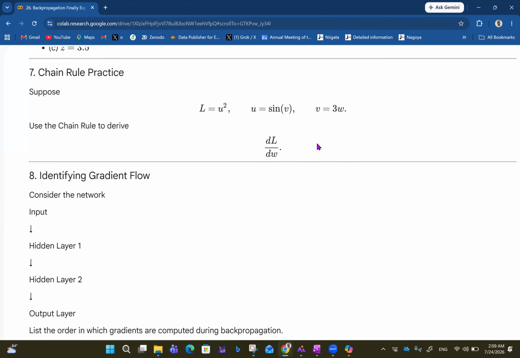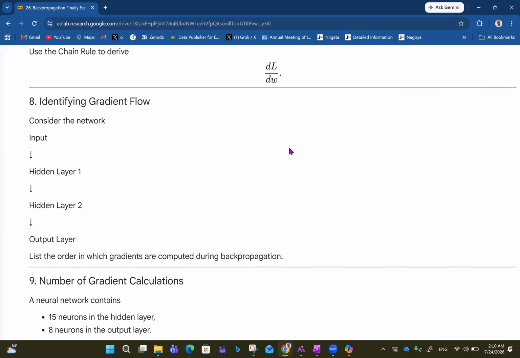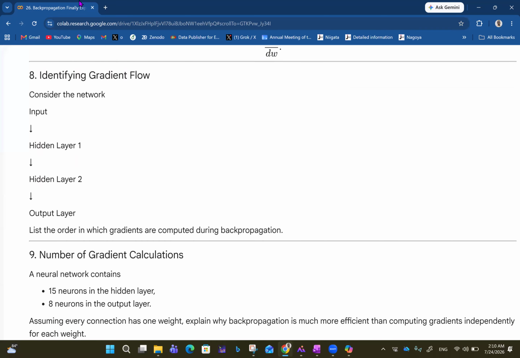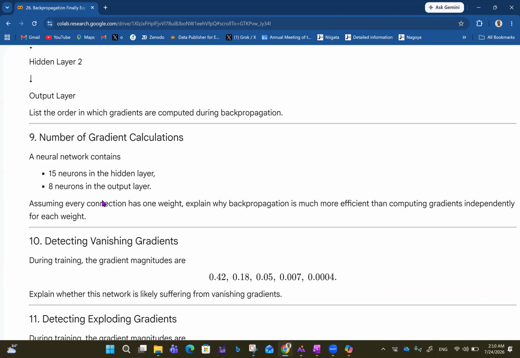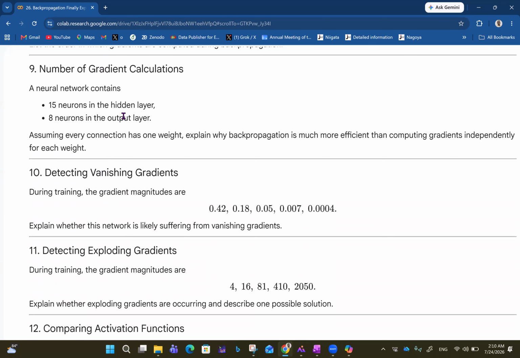I think that's one I was supposed to solve, except for the fact that the time is spent. Identify gradient flow. Consider the network this. List the order in which gradients are computed during backpropagation. This is very close to the last problem I solved in the last video, so you want to check that out. Then number of gradient calculations. A neural network contains 15 neuron layers in a hidden layer. Let me just flash all of this for you.